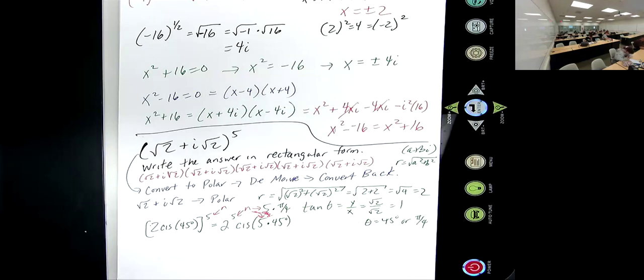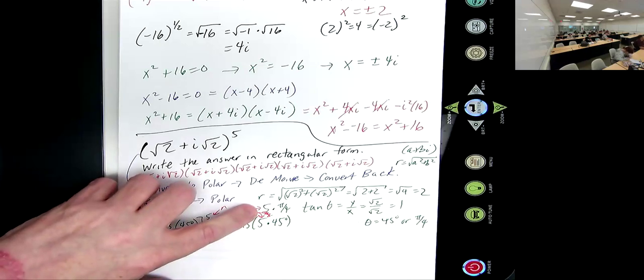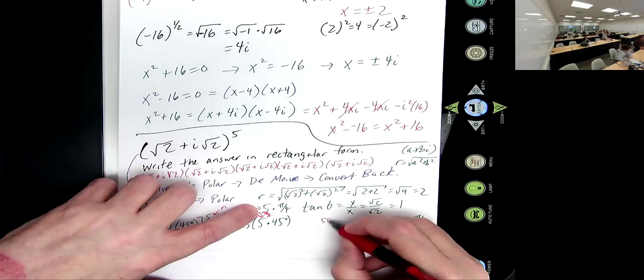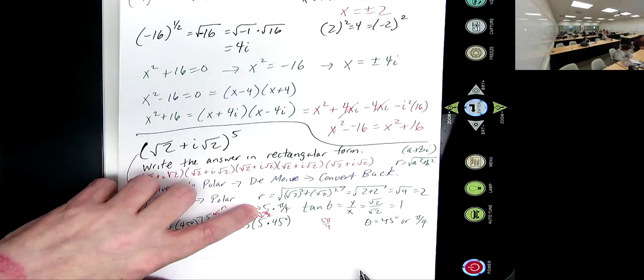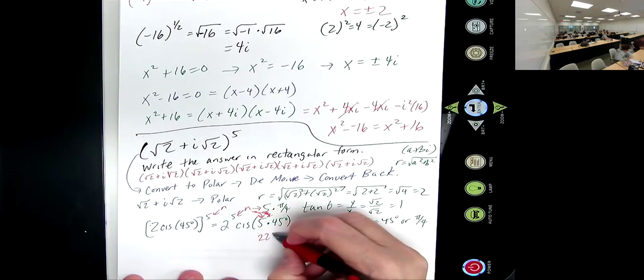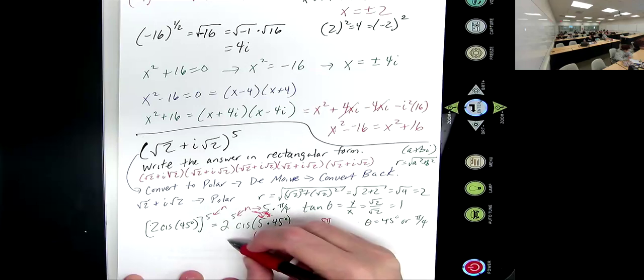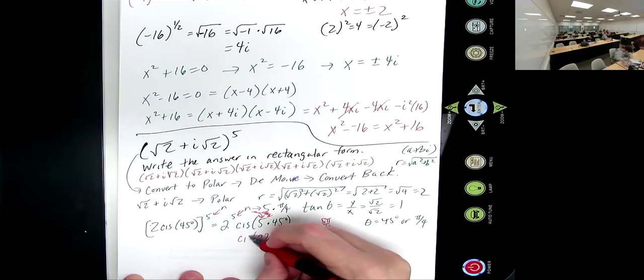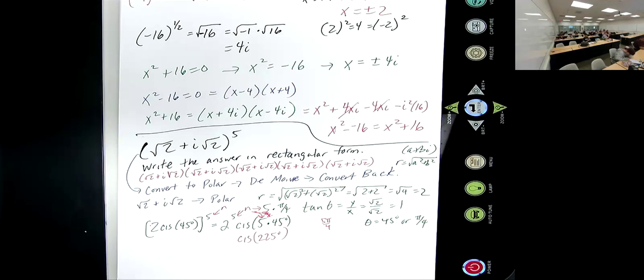So what is 5 times 45? This is where radians is actually easier. Pi over 4 times 5 is just going to be 5 pi over 4, which if you remember the conversions is 225. What's 2 to the fifth power? 32. Yes, it is.